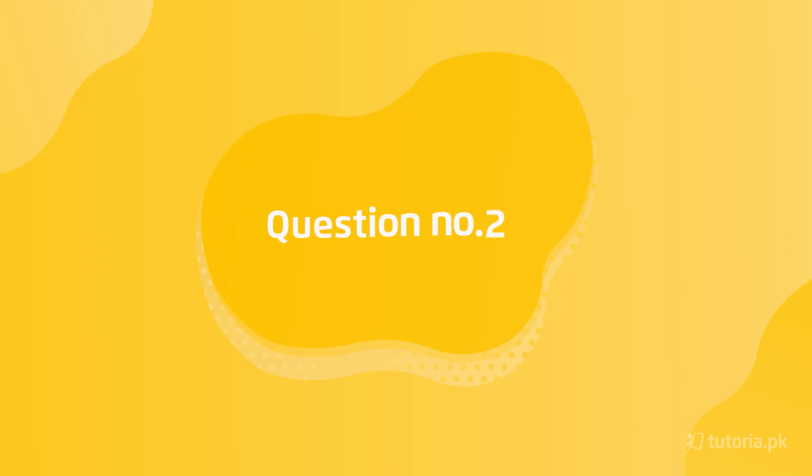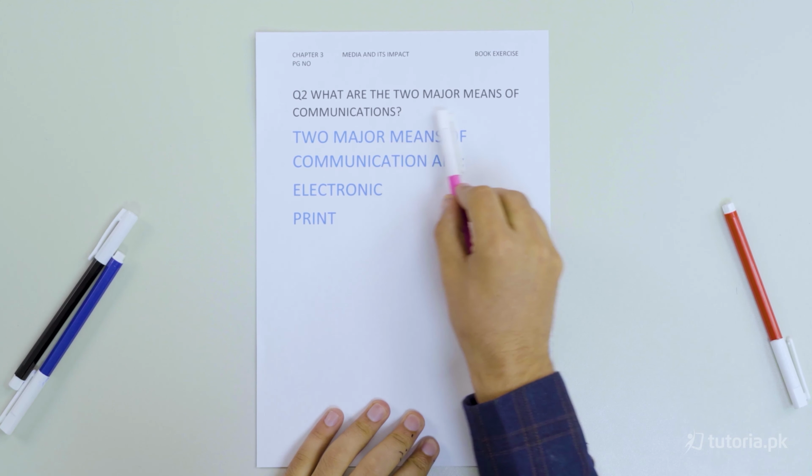Students, we have done question number 1 and now we are moving towards our second exercise question, and that question is, what are the two major means of communication? Students, the writer is asking about the two major types of communication, or two major types of media, or two major means of media here, and we are told by the writer in the text of this chapter that we can divide media into two types, and that is electronic media and print media.